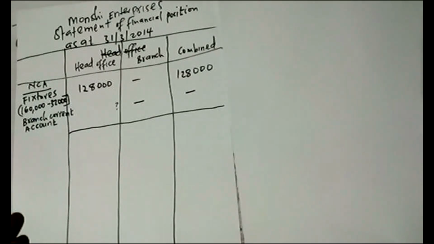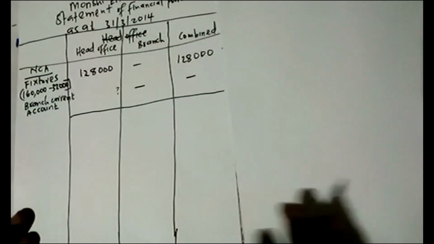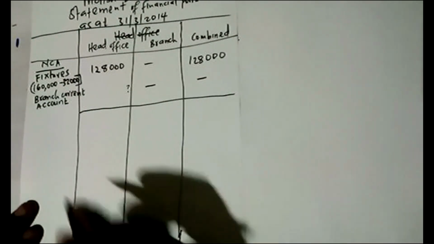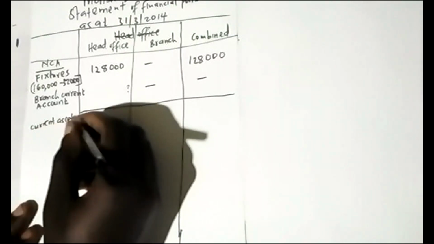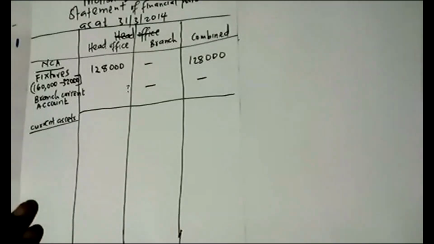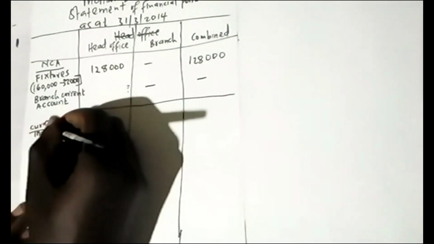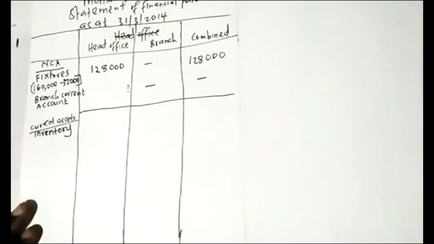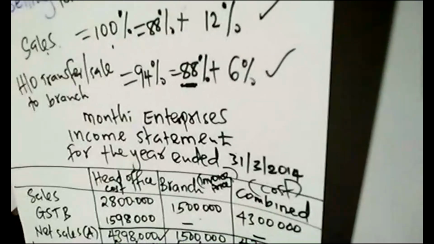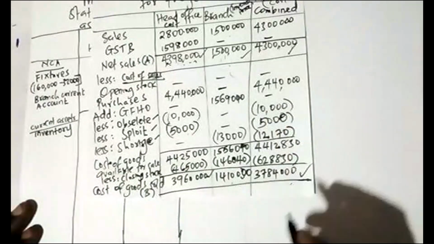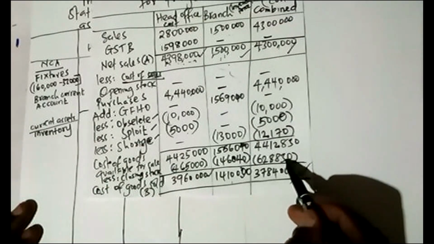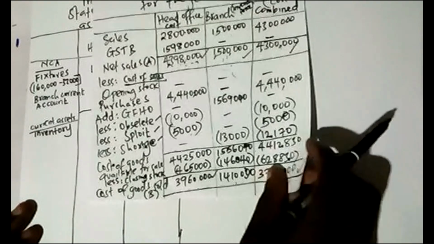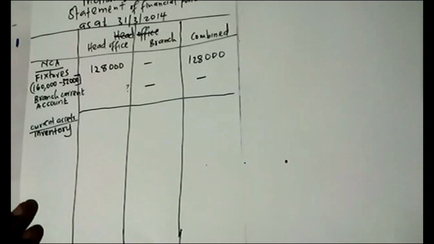Then after that, we need to talk about current assets. So under the current assets, we talk about inventory. Remember that we talked about closing stock. And the closing stock, we did our working. We got this for 65, 146,040, and 628,830. The one we recorded there. So we did some workings. I think you remember that.